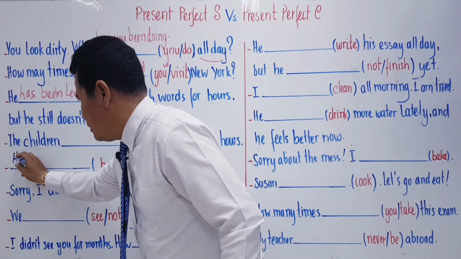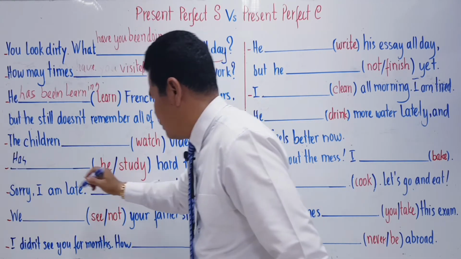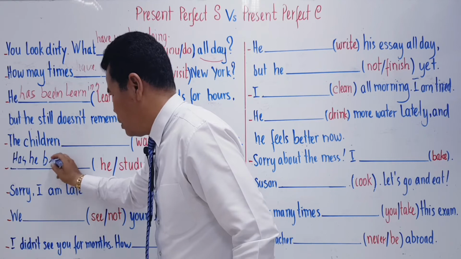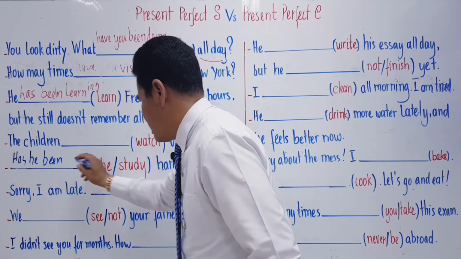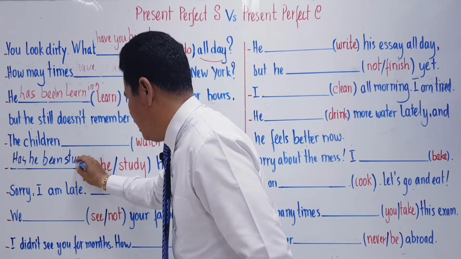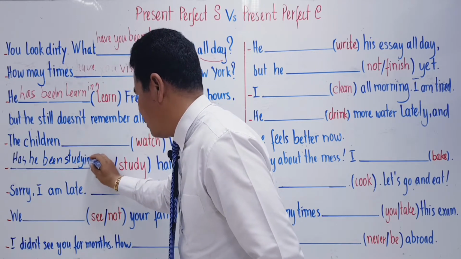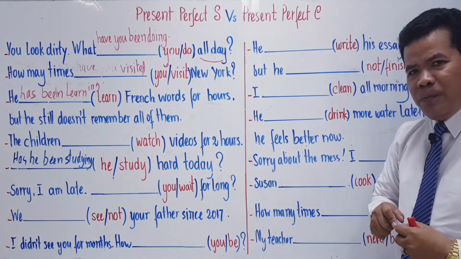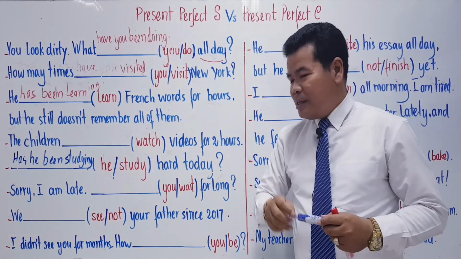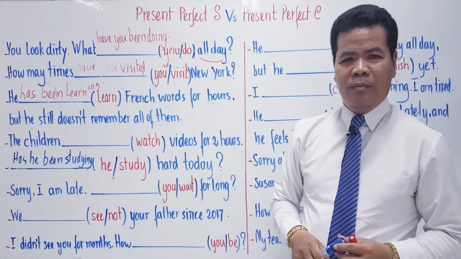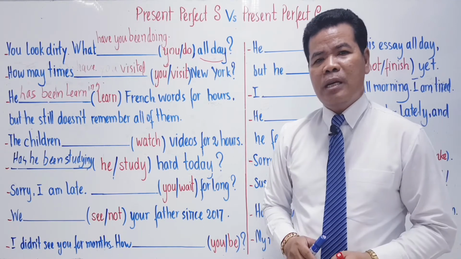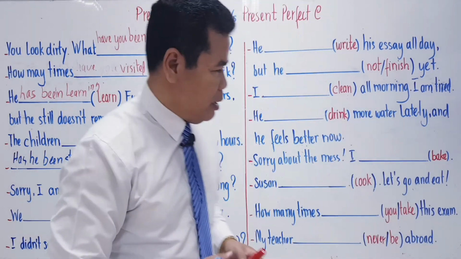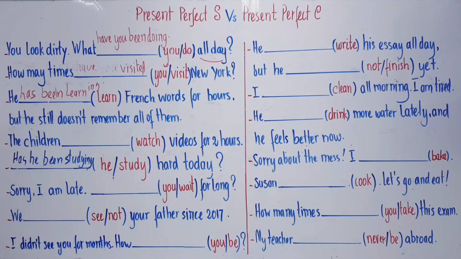Has, subject, he, and then one more helping verb, been, study plus ing. So we have, has he been studying hard today? Has he been studying hard today? So the question is in the present perfect progressive. Understand? Now, let's go to the next example, next exercise.